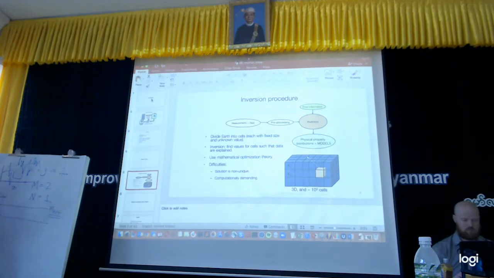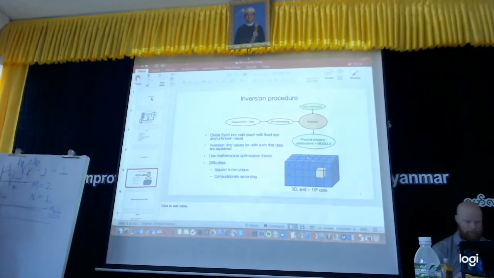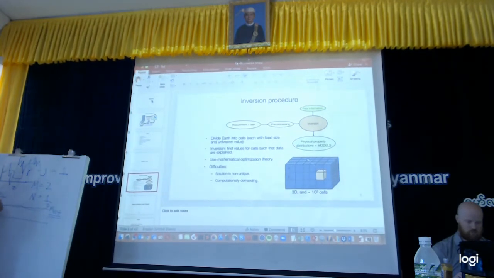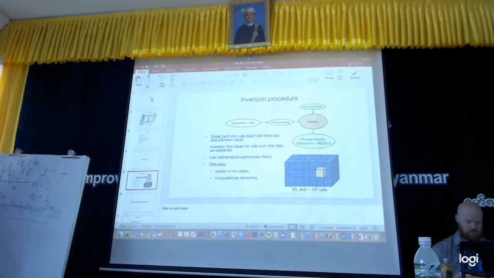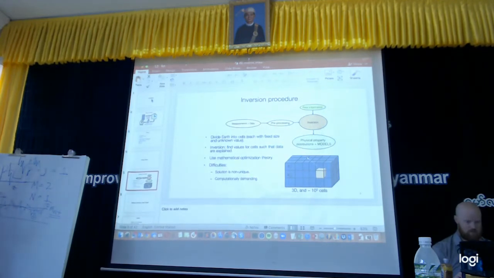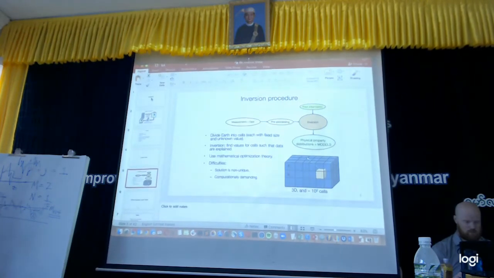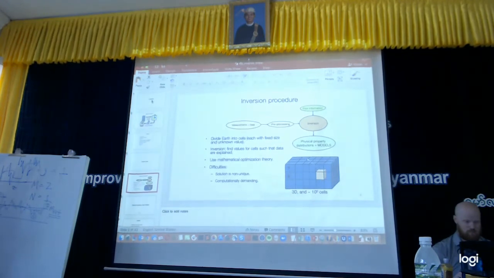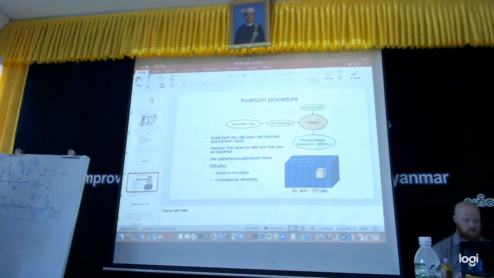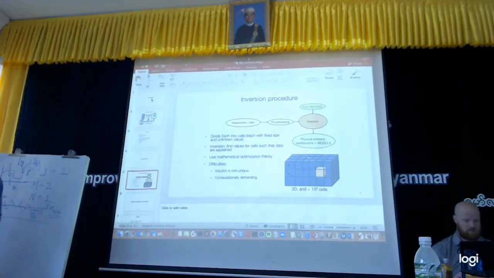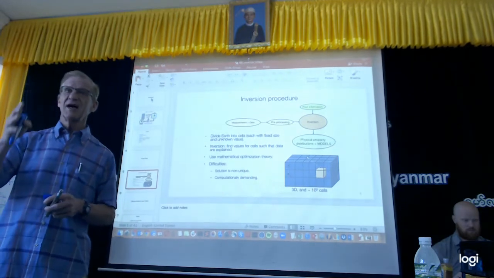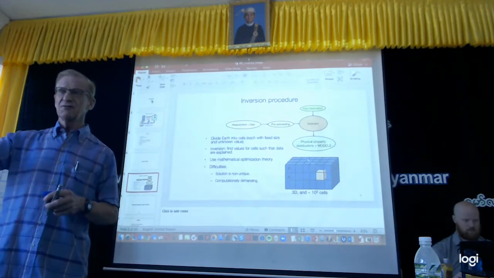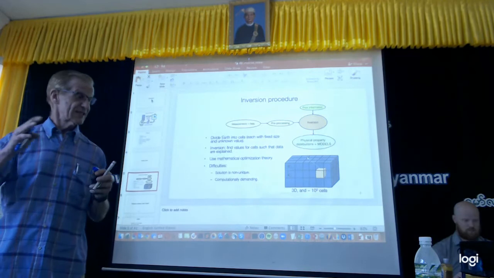The other is if you had two possible solutions, one of which looked like this, and the other solution, which looked like this, which one would you take? Because it's simpler. Whenever we do inversion, we try to find a solution that has got the minimum amount of structure that still fits the data.